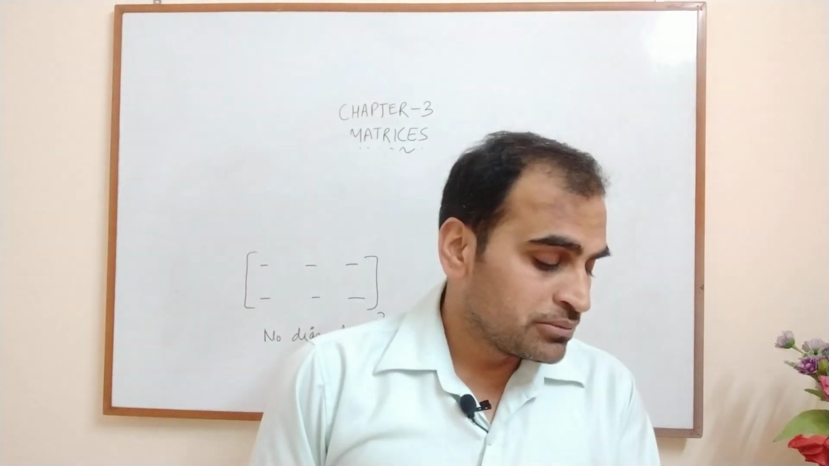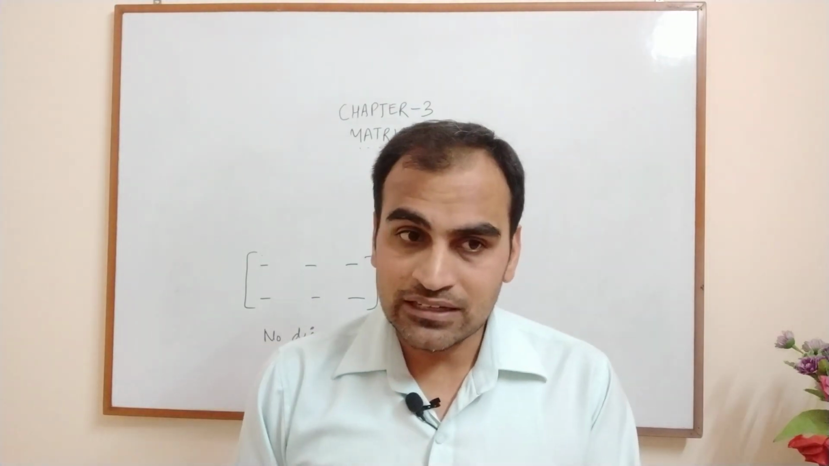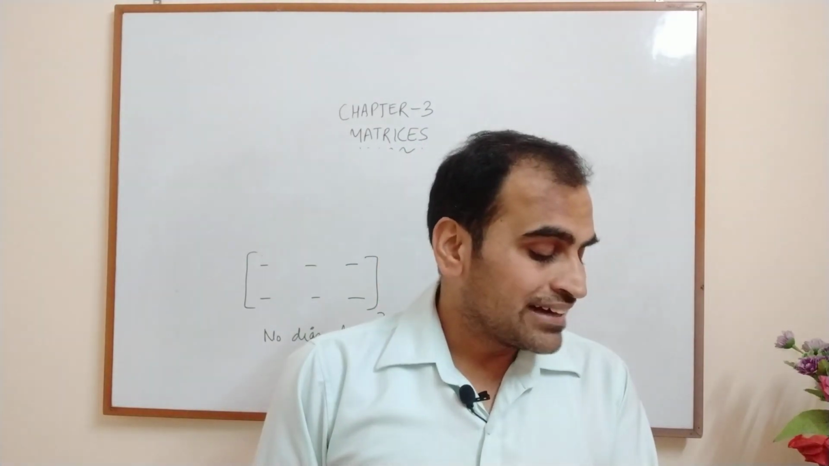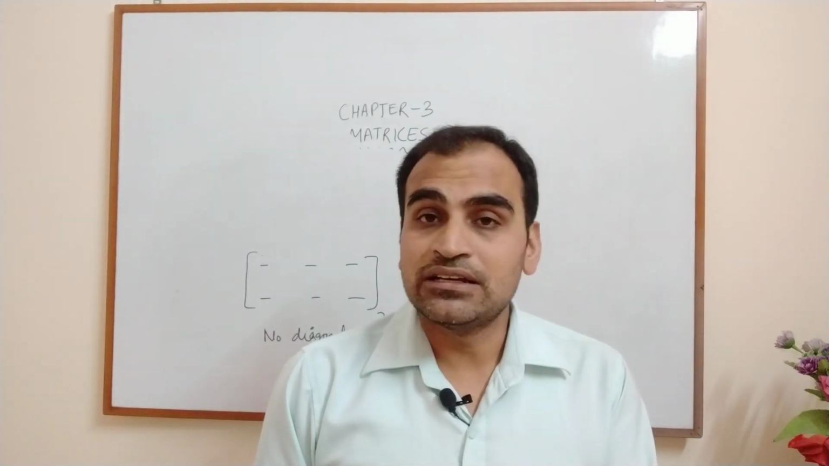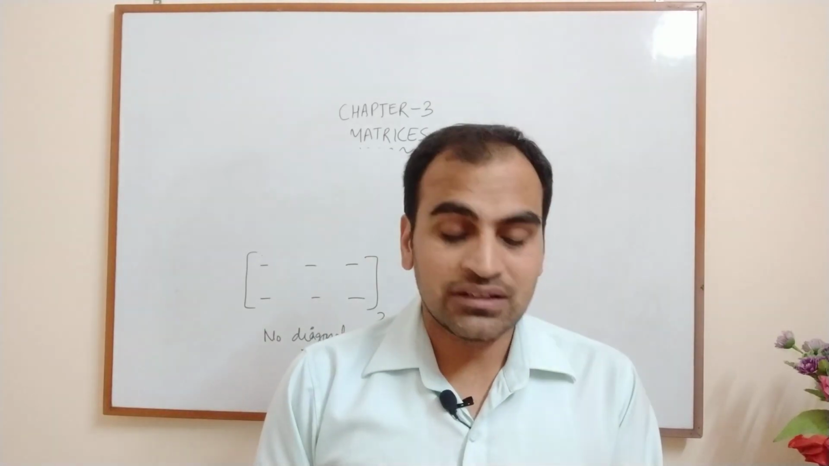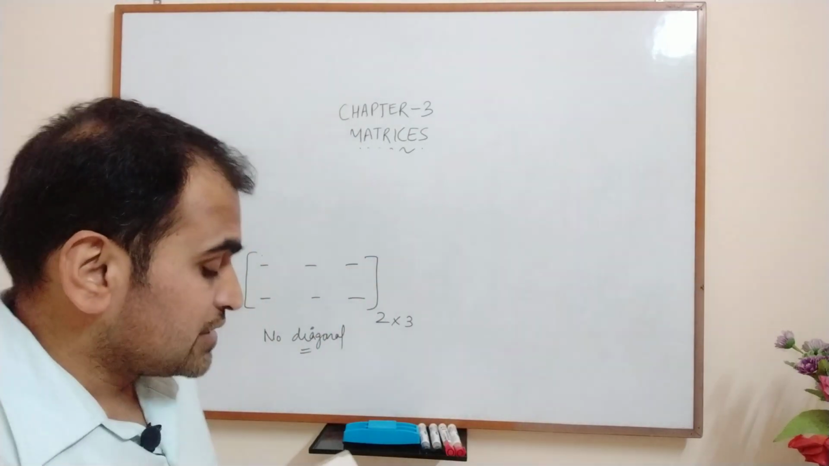Fine. Similarly, next we have a scalar matrix. In a scalar matrix, all the diagonal elements are equal, the rest of the elements are 0. An identity matrix has all the diagonal elements as 1, the rest of the elements are 0. We are just discussing square matrices. A zero matrix is one in which all the elements are 0.